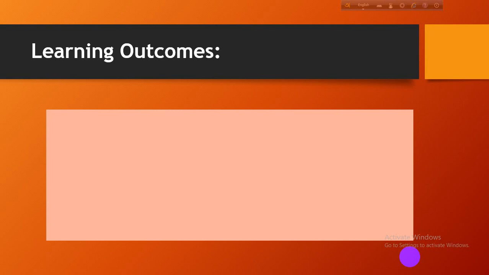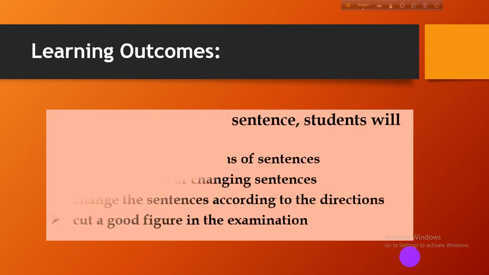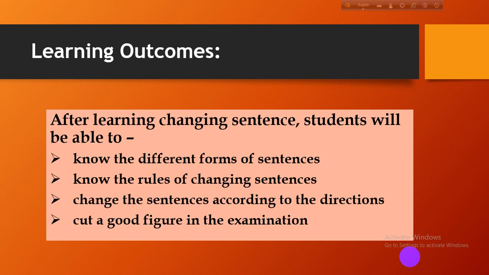So let's come to the learning outcomes. After completing this changing sentence lesson, you will be able to know the different forms of sentences, and you will be able to know the rules of changing sentences. You will be able to change the sentences according to the directions. Finally, you will be able to cut a good figure in the examination.